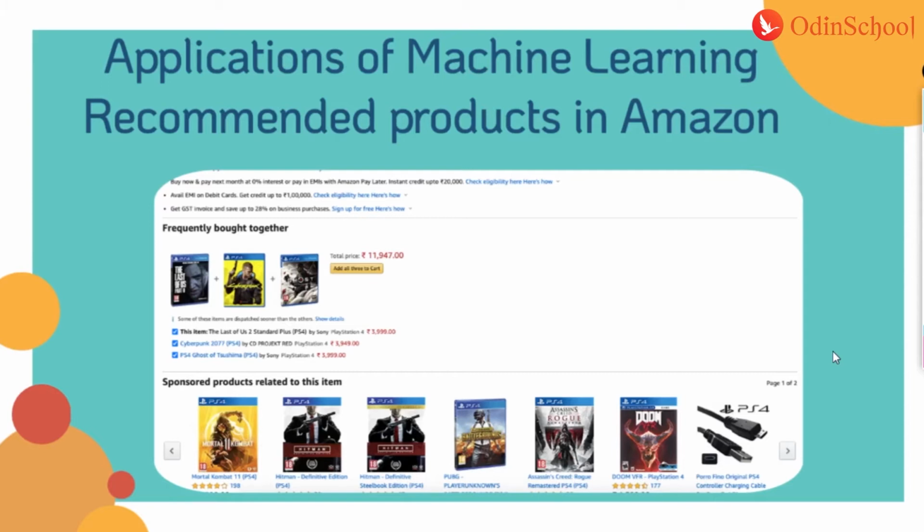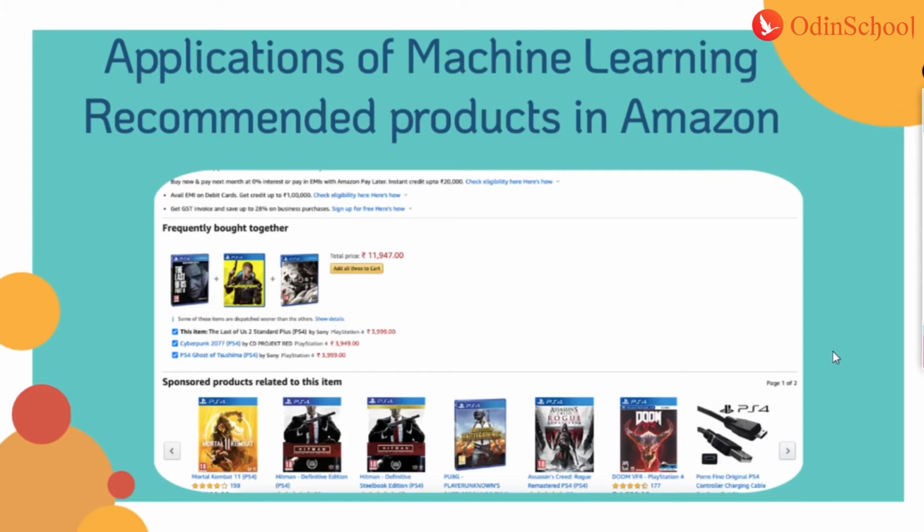Or suppose you are trying to buy a game for your PS3, PS4, or your Xbox. If you are searching for action games and you have selected a couple of games, you'll find these are the games which people are browsing, or these are the things people are looking for, and it is going to give that back to you.